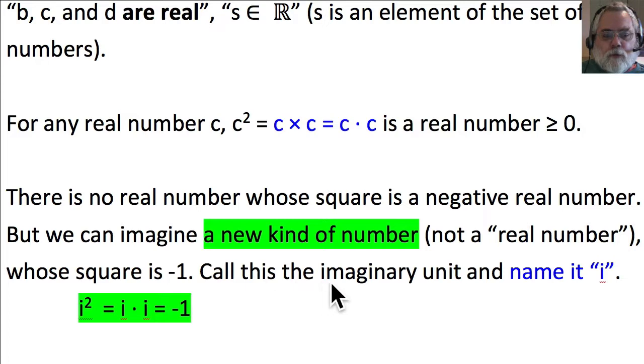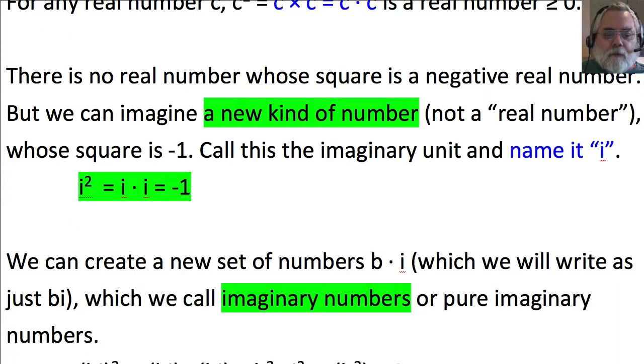We'll call this new number the imaginary unit, and we'll name it i, generally lowercase i, well, always lowercase i when I write it. So i squared is i times i, and we said that its square is -1. In electrical engineering, lowercase j is used instead of lowercase i, but in quantum mechanics it'll be lowercase i, and that's what we will use.